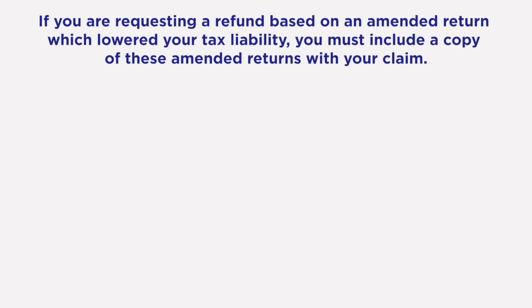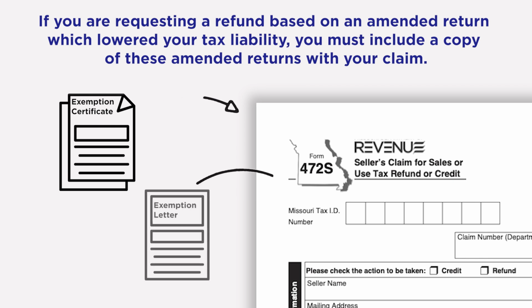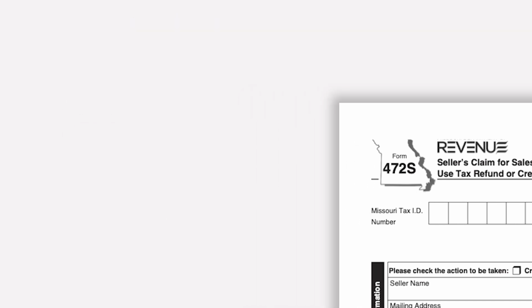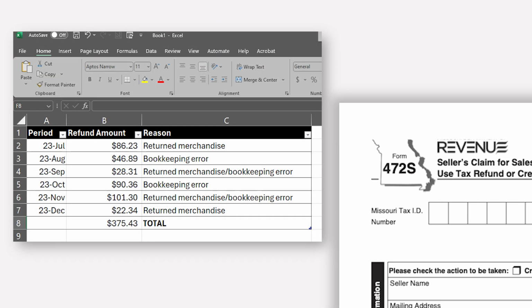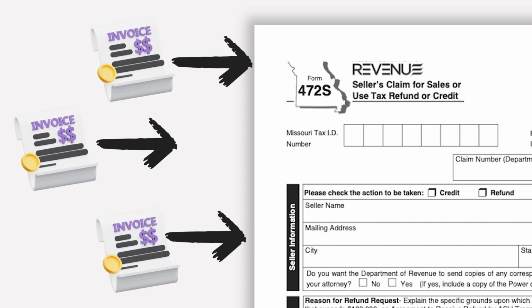If you're requesting a refund based on an amended return, which lowered your tax liability, you must include a copy of these amended returns with your claim. If you are requesting a refund due to certain sales being exempt, you must include a copy of the exemption certificate or letter presented by the sales exempt entity which made the purchase. A worksheet must be included to detail how you calculated your refund. This can be in any format, even a simple Excel sheet. Here is an example.